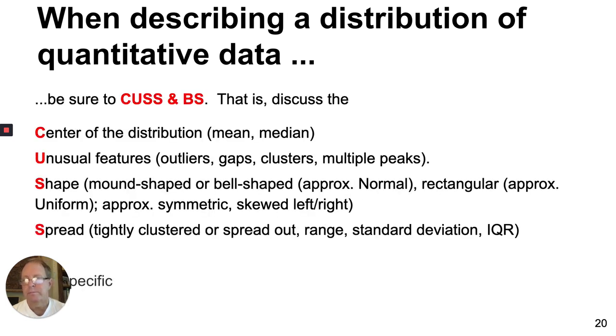When describing a distribution of quantitative data, it is appropriate to CUSS and BS. I'm going to just introduce this idea now. We'll come back to it later. That means when we ask you to describe a distribution like the ones I've just showed you, I want you to talk about the center of the distribution, whether there are unusual features, the shape, and the spread. That is the end of today's presentation.